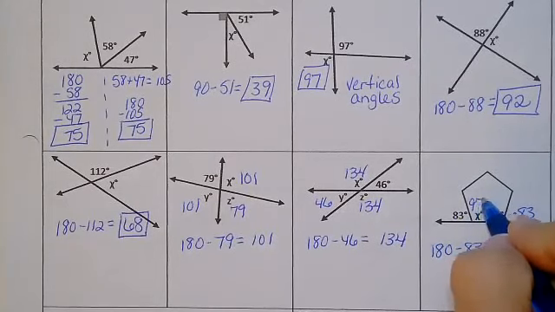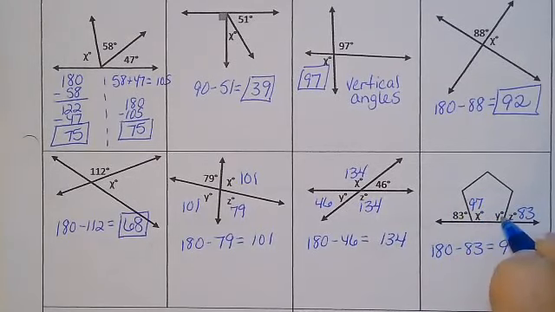So this is 97, and these angles are congruent. So that means that this one is also 97.